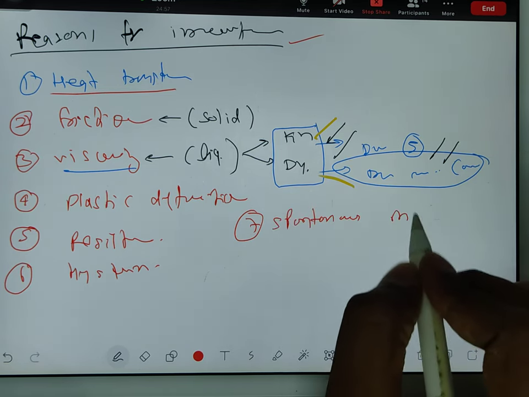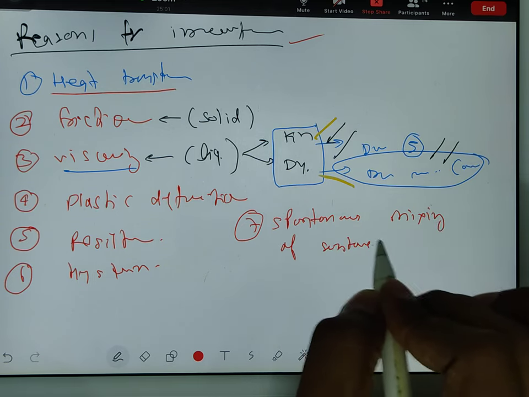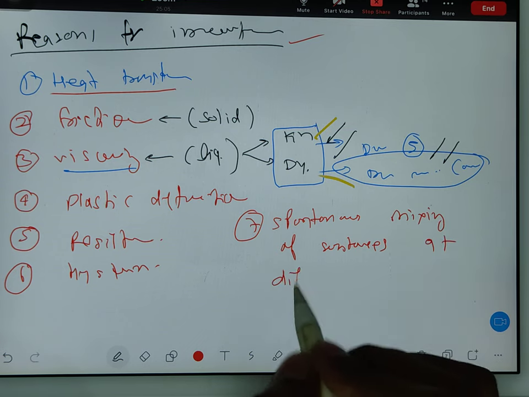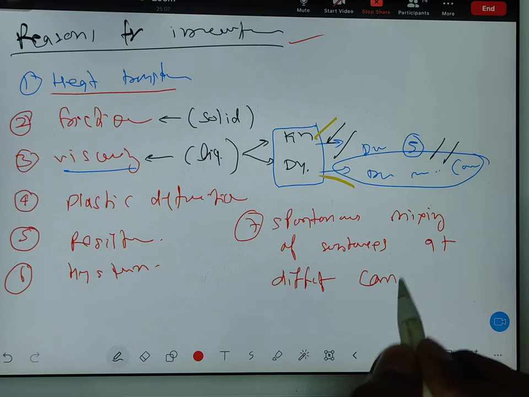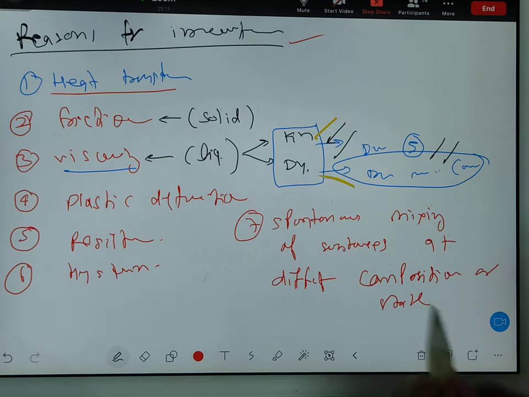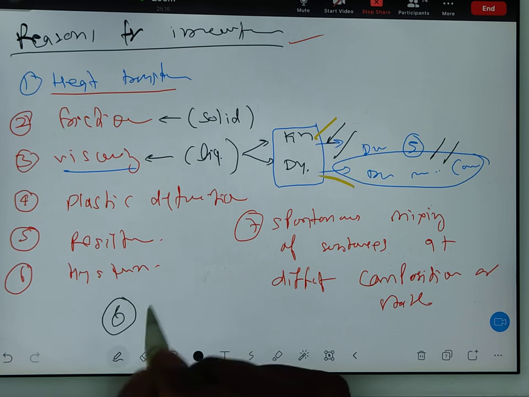Spontaneous mixing of substances at different composition or state will also produce irreversibility. Then of course, the eighth one is chemical reactions.